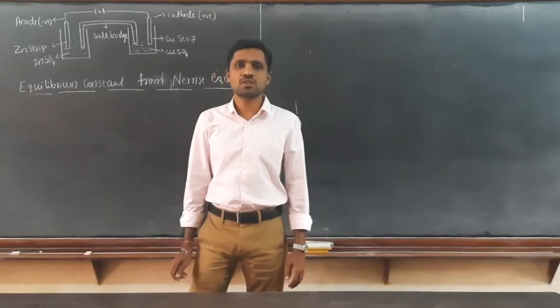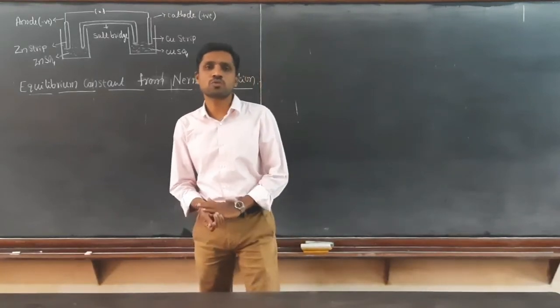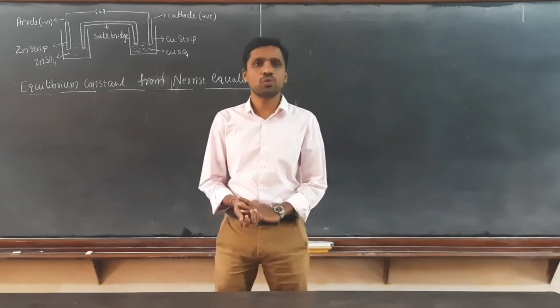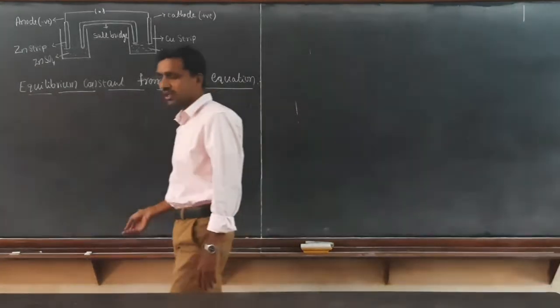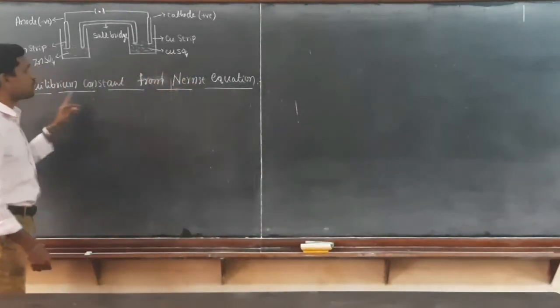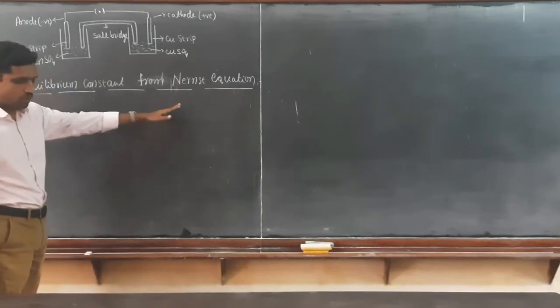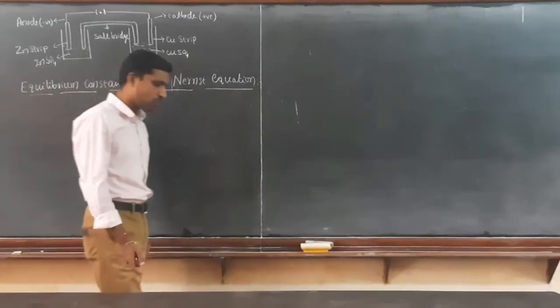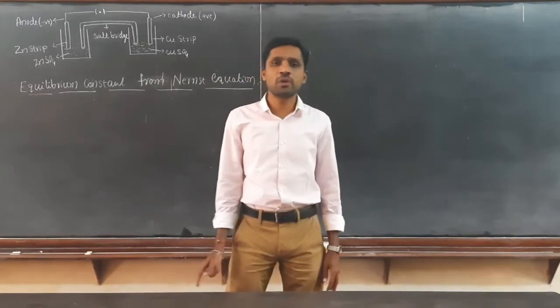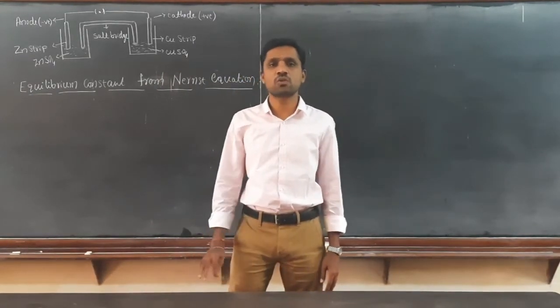Students, in the last class we solved some of the problems based on the Nernst equation. Today we will see one more concept, called the equilibrium constant from the Nernst equation. Already you know this one. The equilibrium constant is obtained from an equilibrium reaction, meaning the rate of the forward reaction is equal to the rate of the backward reaction.